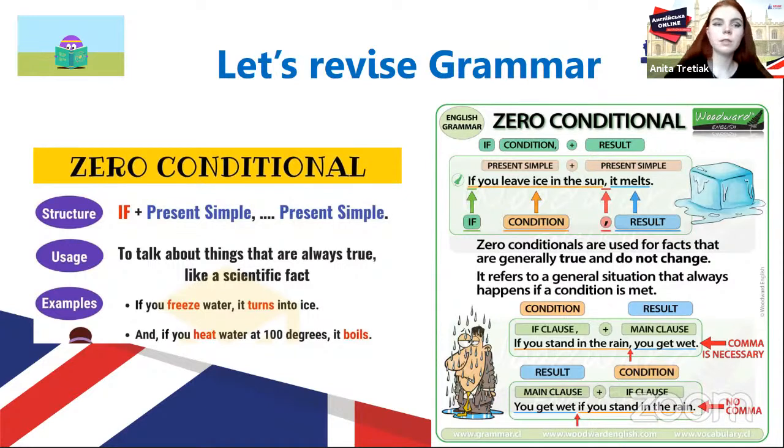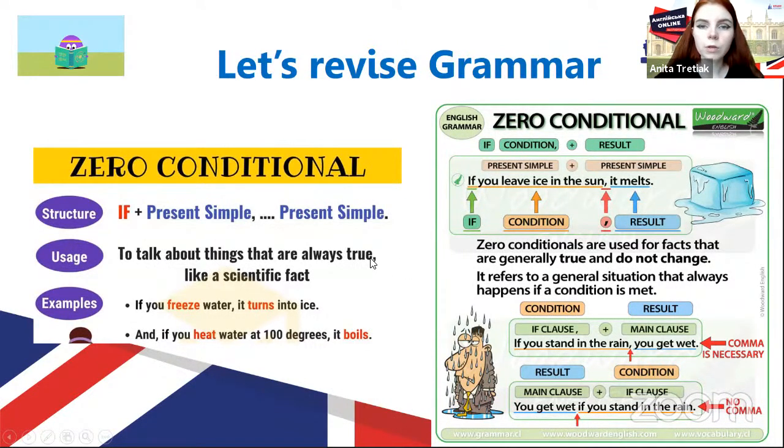Let's have a look at this picture on the right. You have the structure here too. You can see this here. So, if and condition, present simple plus result in present simple too. So if you leave ice in the sun, it melts. The word if here, condition, and result also there. And you can see that here we also have a comma in between.